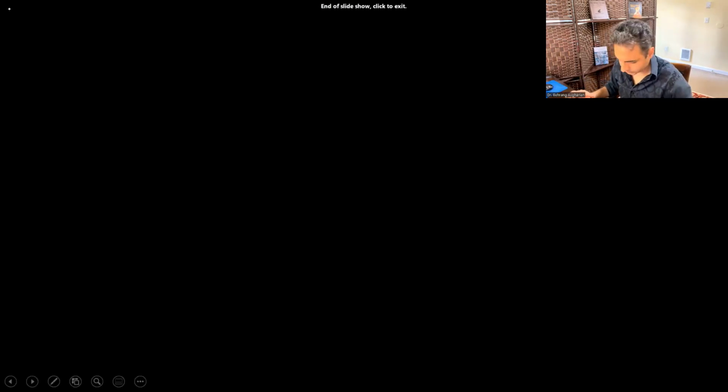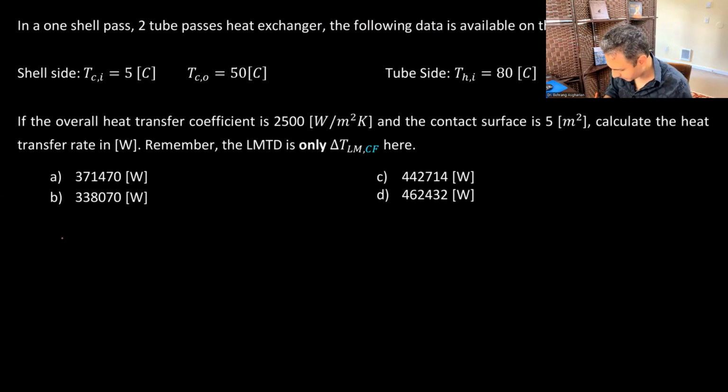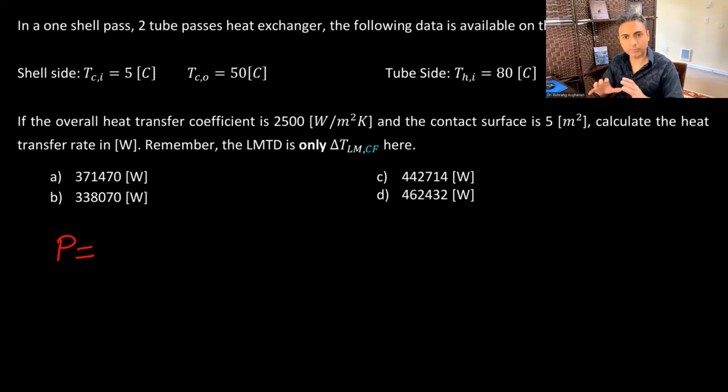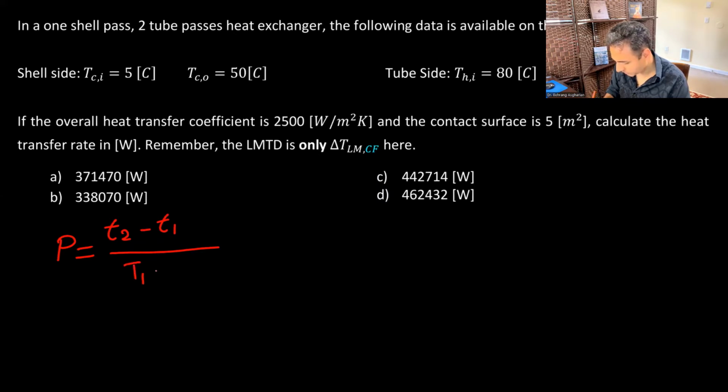If you remember, how do we calculate P and how do we calculate R? What was the equation for P and R? You have to look at that graph to use the right equation. You can go back and watch that part of the video that had the graphs and find the equations. So I'm going to write them here. P was supposed to be lowercase t2 minus T1 over capital T1 minus lowercase t1.